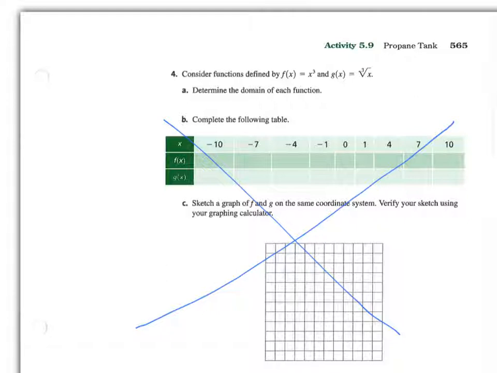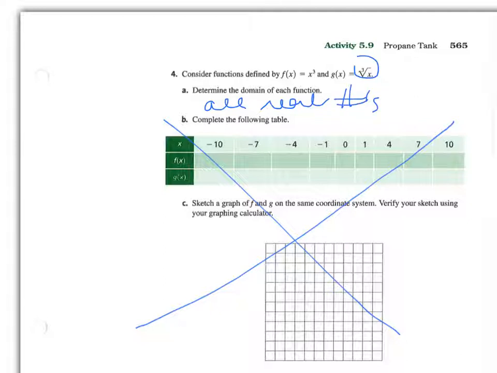But for both of them, x to the third, I can plug in anything I want for x, and I can cube any number I want. And I can take the cube root of any number that I want. So the domain of both of these is all real numbers. Neither domain has any restrictions.